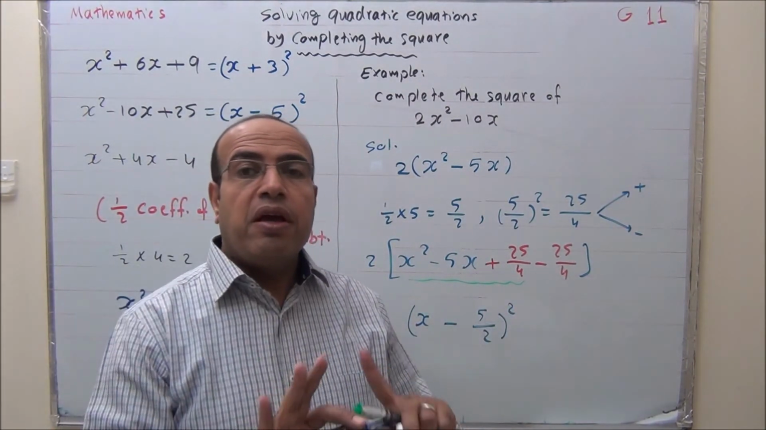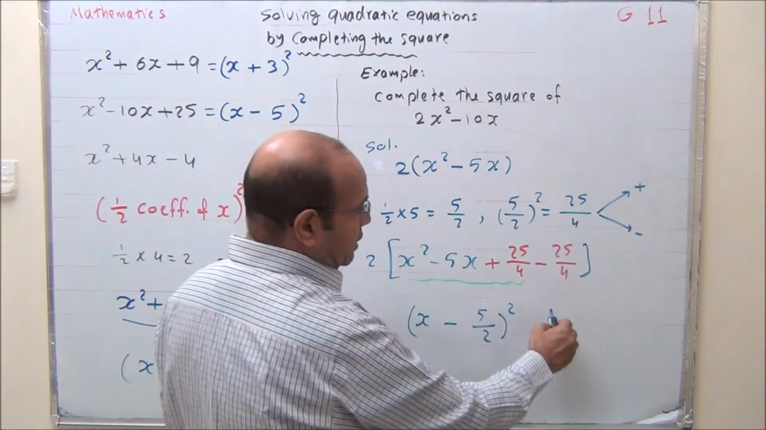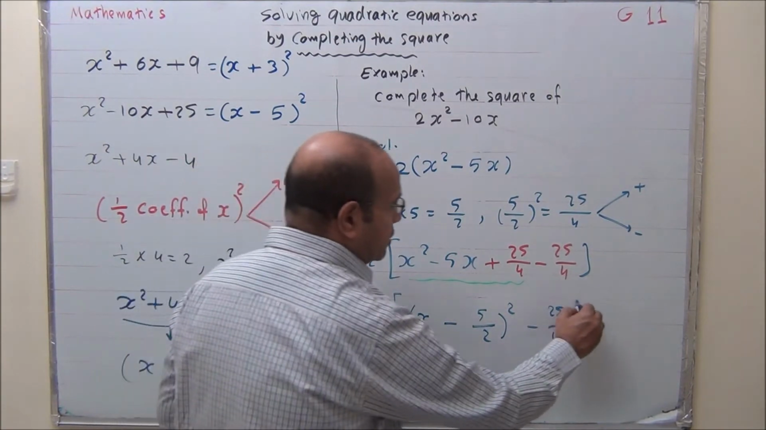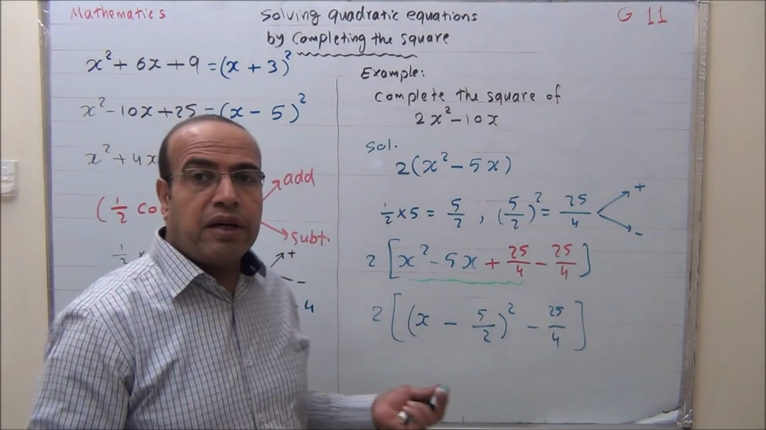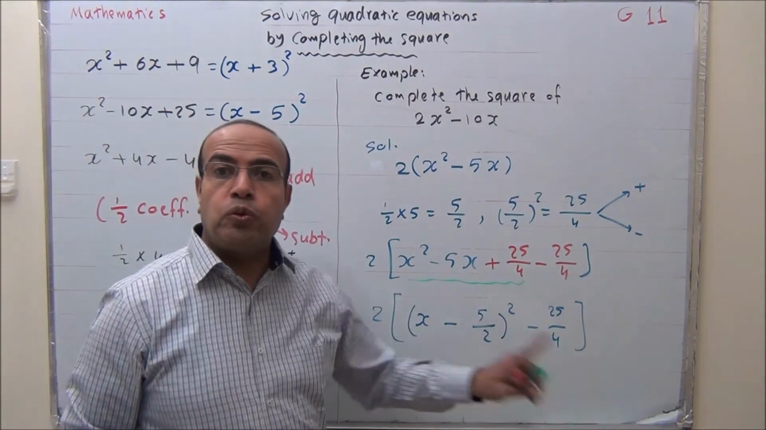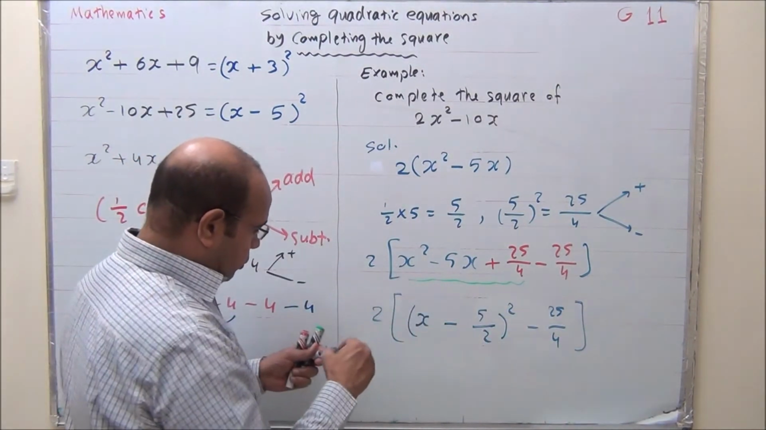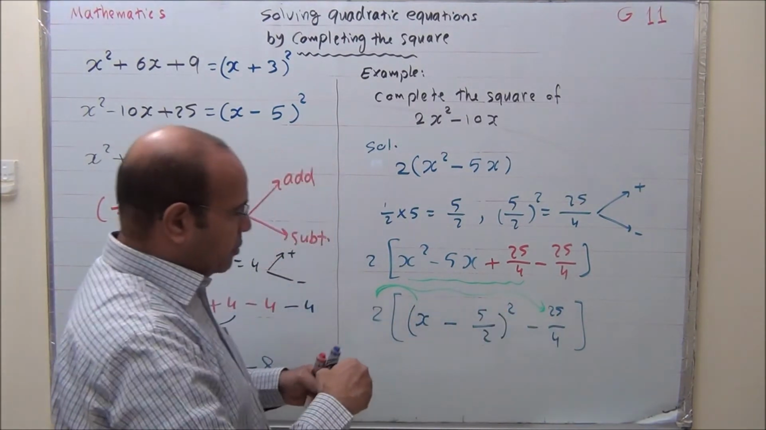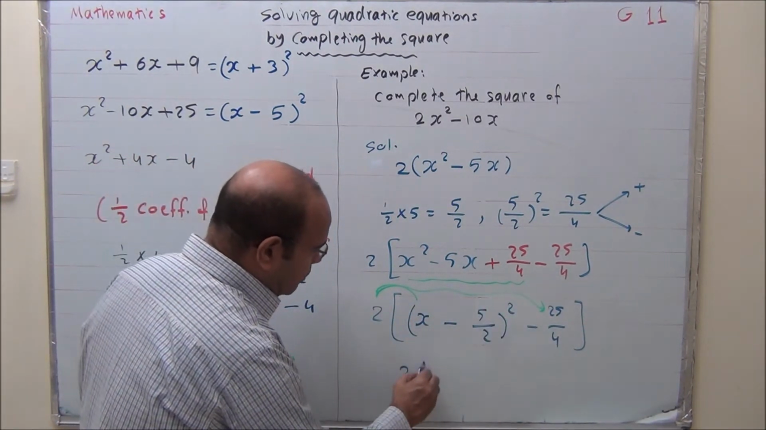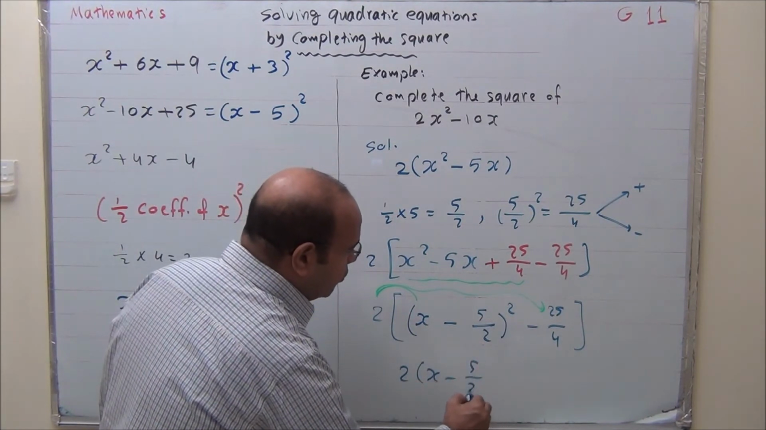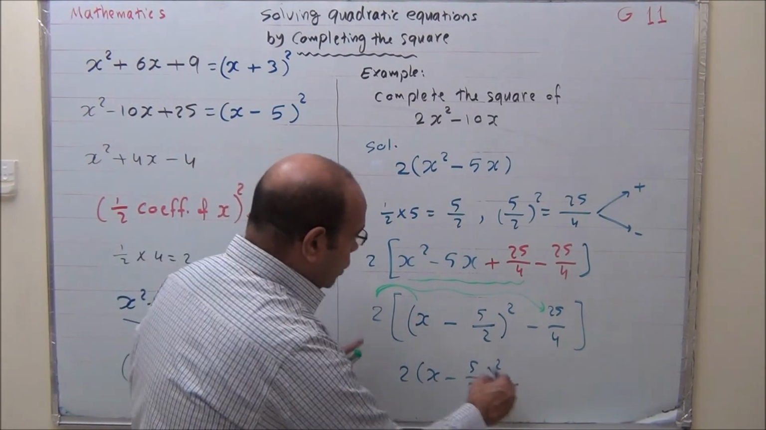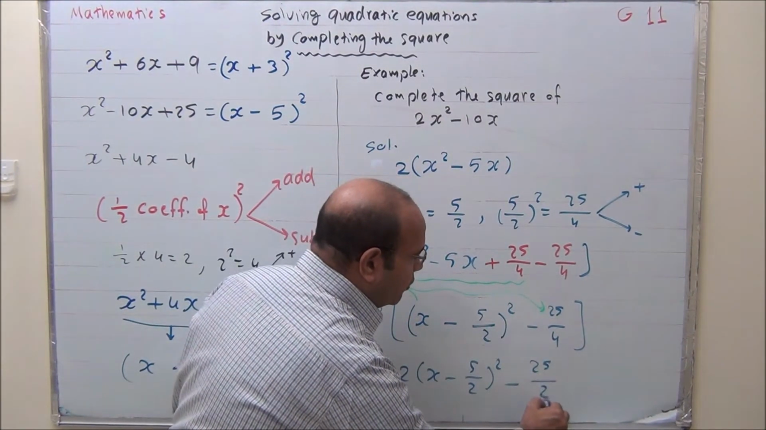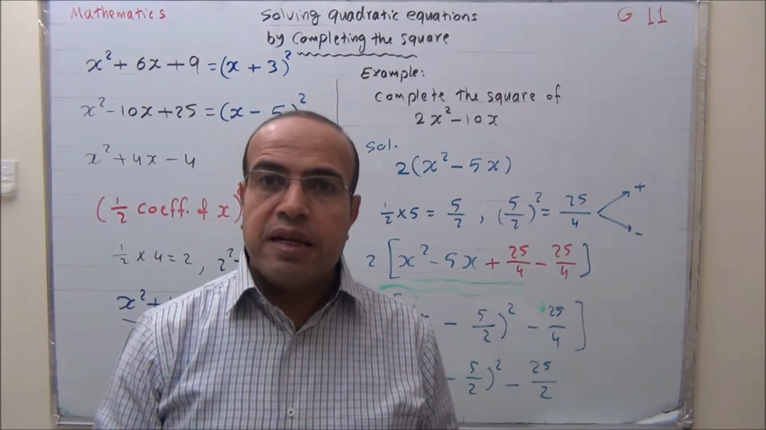What about the other? Everything is the same. So this negative 25 over 4, we keep it. And this is the big bracket, the same. And 2 outside. Now, what is the last step? We distribute 2 over the bracket inside. So 2 multiply this and 2 multiply this number. So 2 multiply this bracket, it becomes 2 times (x minus 5 over 2) squared minus 2 multiply 25 over 4, it becomes 25 over 2.